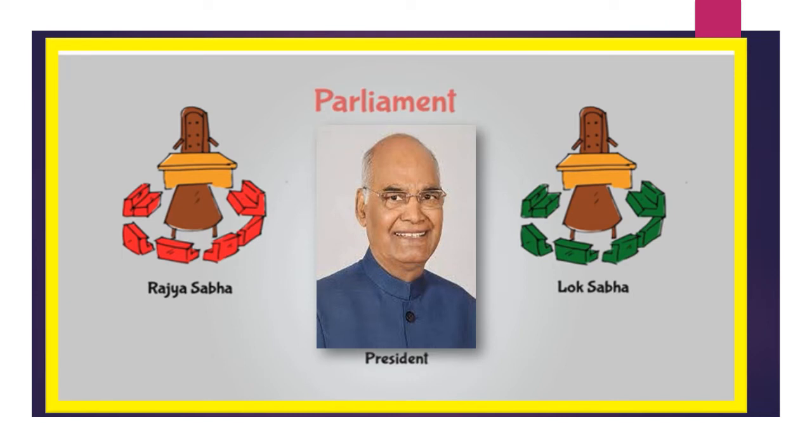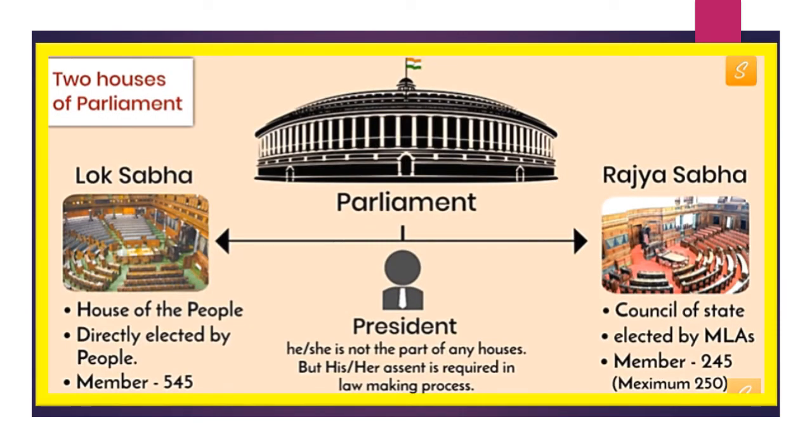Now, the parliament consists of the president and two houses, Lok Sabha and Rajya Sabha. The parliament consists of two houses or chambers. Now, in India, they are called houses. The two houses are Lok Sabha, which is called the House of the People, and Rajya Sabha, which is called the Council of States. The Lok Sabha is also referred to as the lower house, and Rajya Sabha is referred to as the upper house.